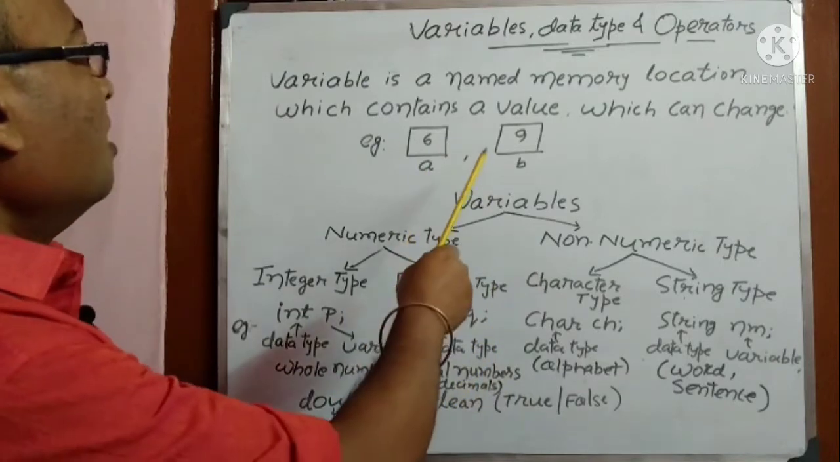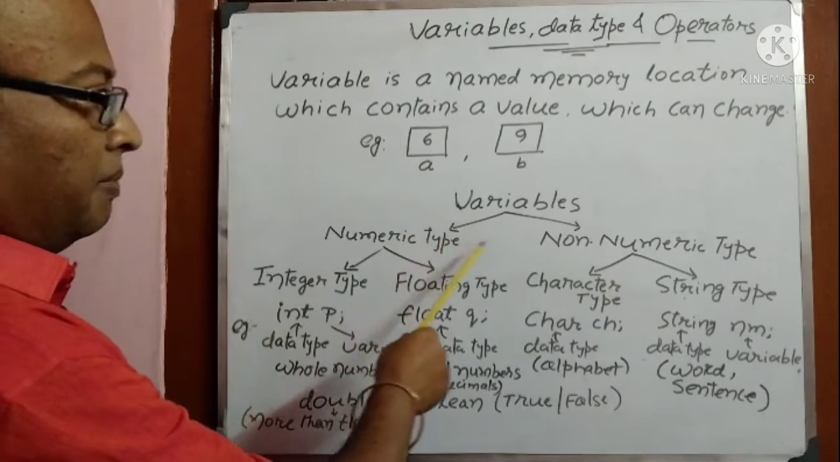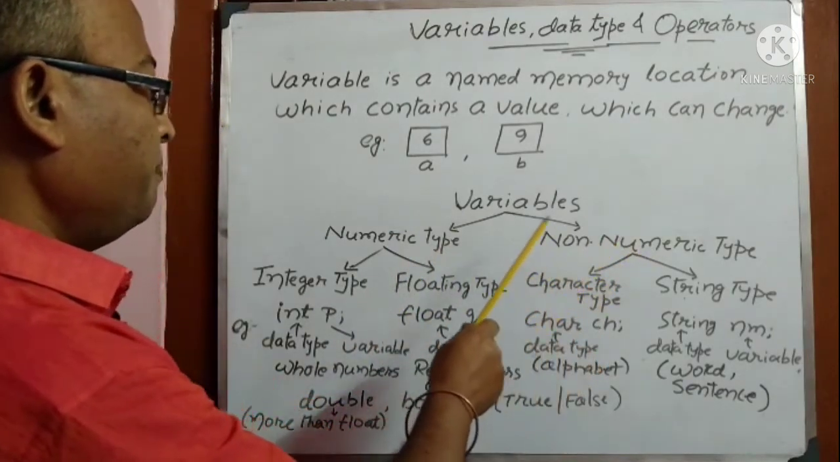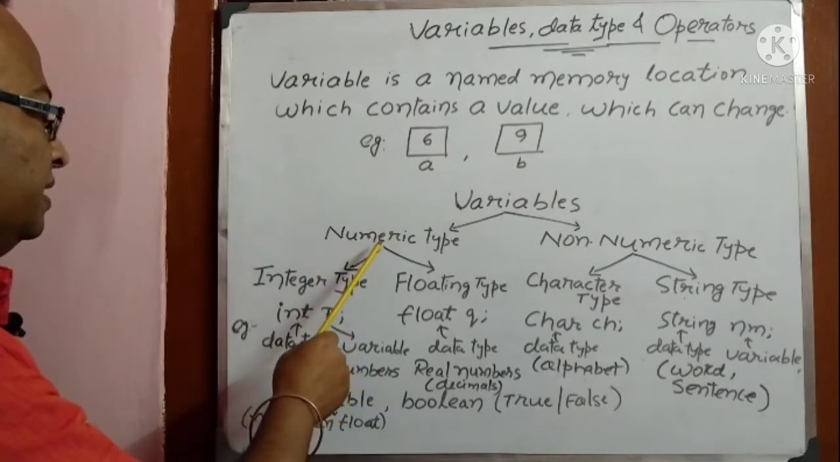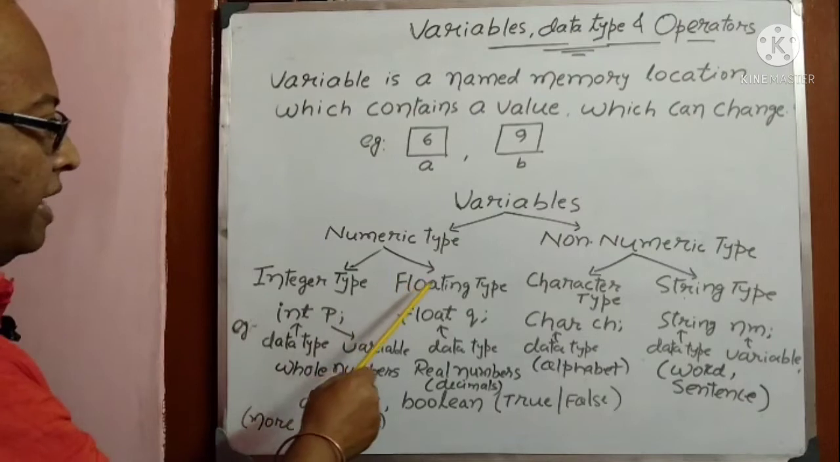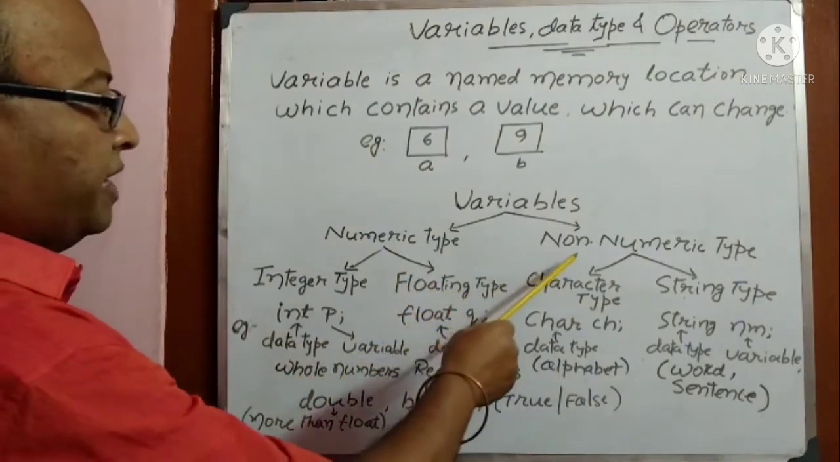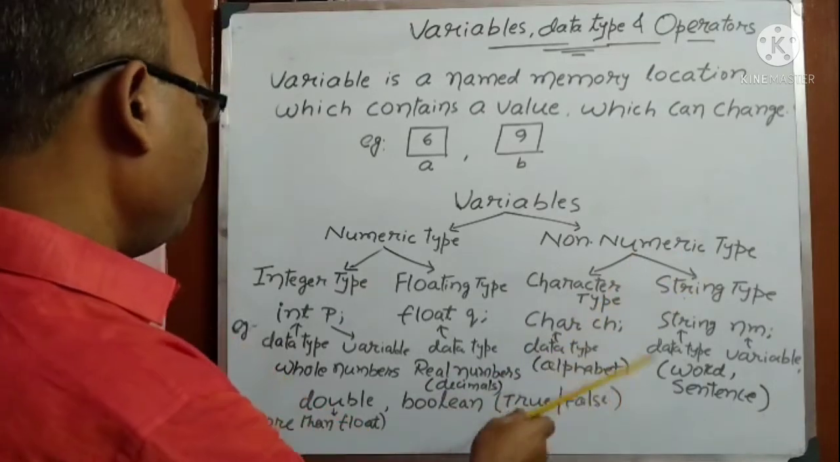Now, variables are of two types, numeric type and non-numeric type. Numeric type is further divided into two categories, integer type and floating type, and non-numeric type is character type and string type.